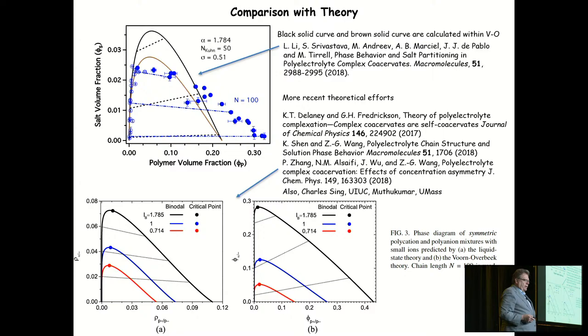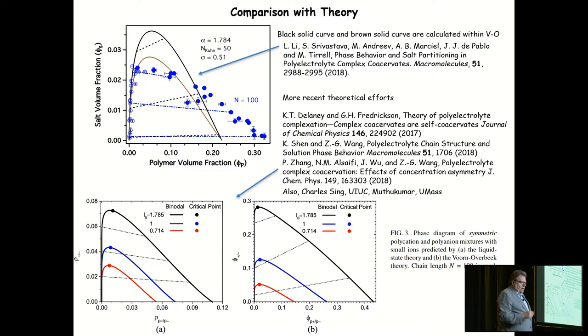If you arbitrarily adjust it downward, then what you miss is the high polymer concentration part of the phase diagram. So clearly something is going on, and it is probably the proper treatment of correlations in the dense polymer phase. This has been attracting theoretical attention by very competent and serious people, Glenn Fredrickson, Zhengang Wang, Charles Singh, Muthukumar.